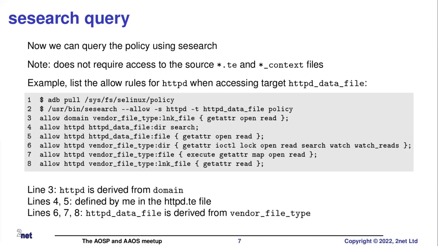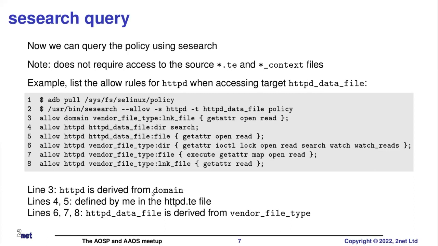And then we can do things like this. So we need, first of all, to get a copy of the policy file that we're going to be diagnosing. And we can do this with an adb pull. Then we can use SESearch. Notice I'm using /usr/bin to give the absolute path, so I don't use the SESearch from AOSP. And in this case, I'm looking for allow rules for HTTPD to see which rules apply when it's accessing HTTP data files. So that's the query, and we're passing it the policy we just pulled in from here.